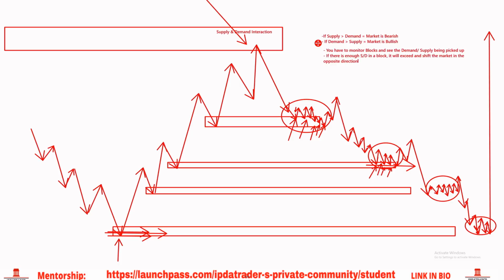And I've actually used these examples over here, right? Here's demand being picked up, not enough, it drops deeper. Demand being picked up, not enough, drops deeper. Inducement creation, not enough, drops deeper. Enough, and eventually moves in the opposite direction, right?